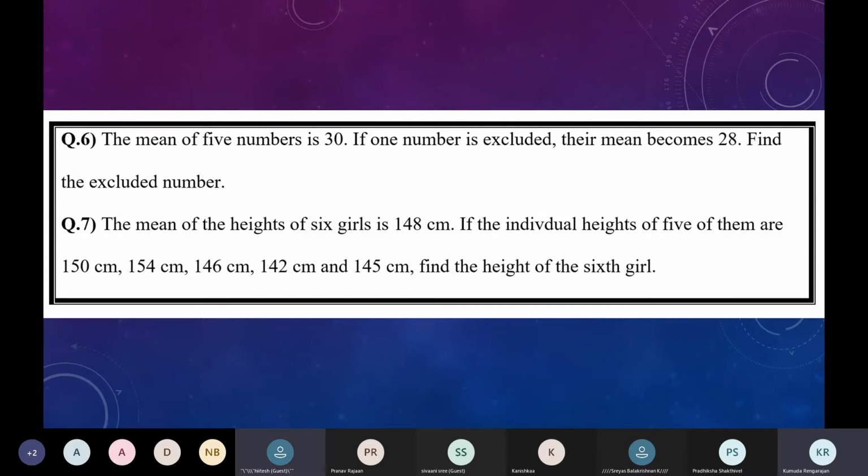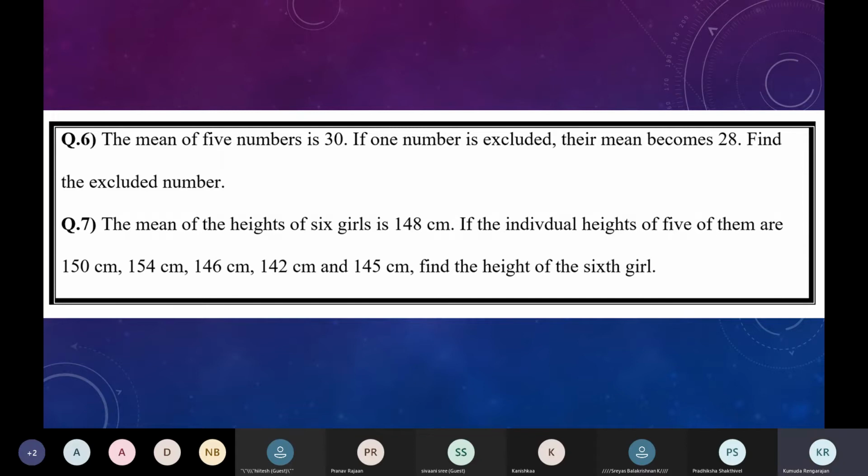Mean into number of observations. Ma'am, 4 into 28, ma'am. Yeah, correct. 4 into 28. 112, ma'am. Okay, 112. So 112 is the sum of 4 observations. 150 is the sum of 5 observations.